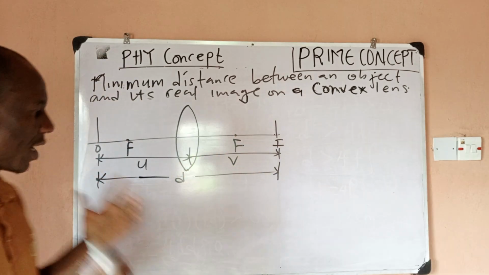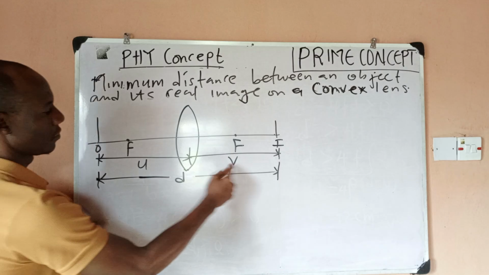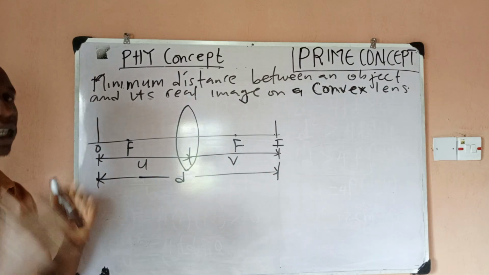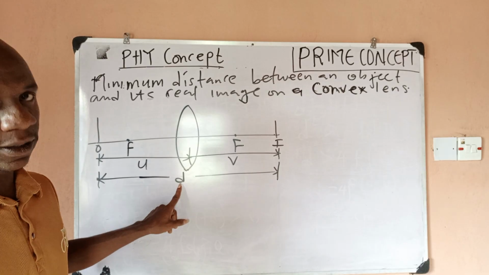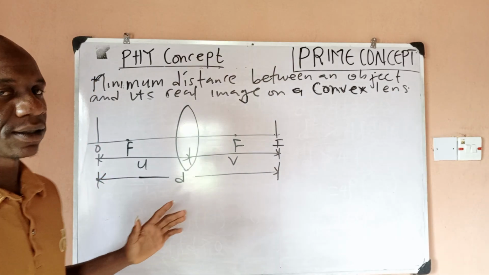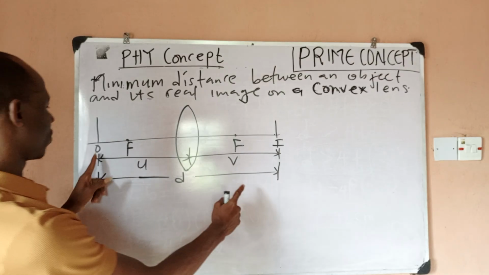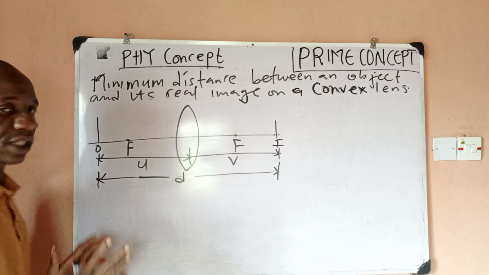Now you would notice there's a relationship between D, U, and V from this diagram. So what we're trying to find in this video is to know the smallest value of D so that this image can be captured on a screen, right? Because D is the distance between O and I. What should be the smallest distance of separation? That is what we want to see.